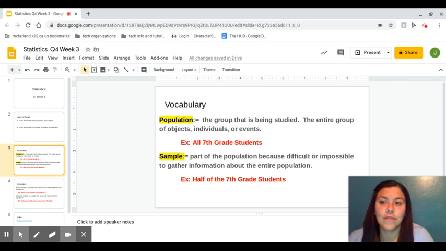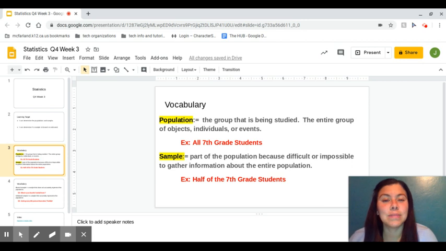Statistics is all about questions and figuring out answers, kind of like surveys. So in the beginning of the year, say if I had the question, where would the 7th grade students like to go for their field trip? My target for the question is the population, all 7th grade students.